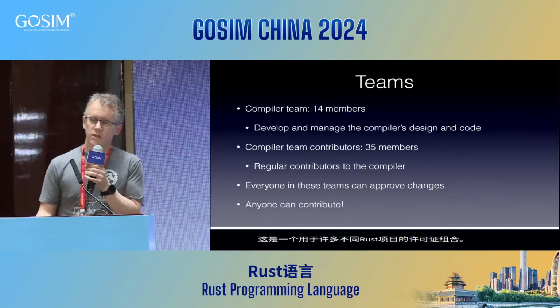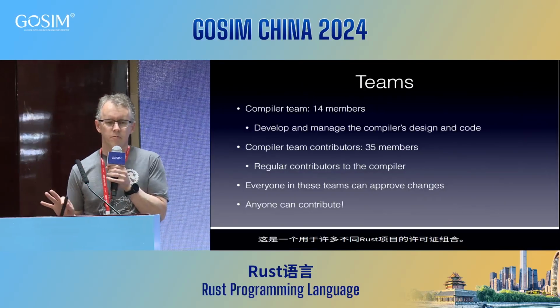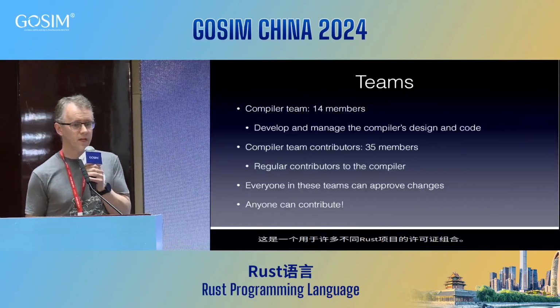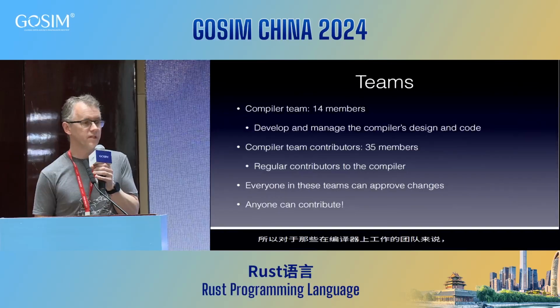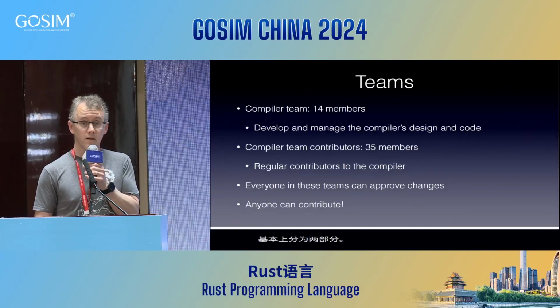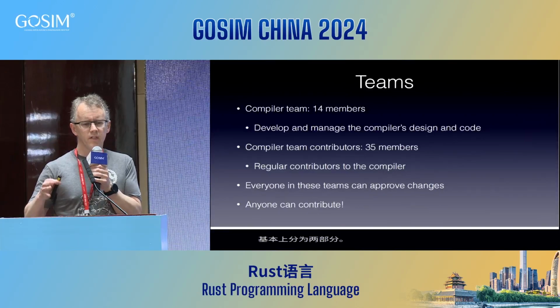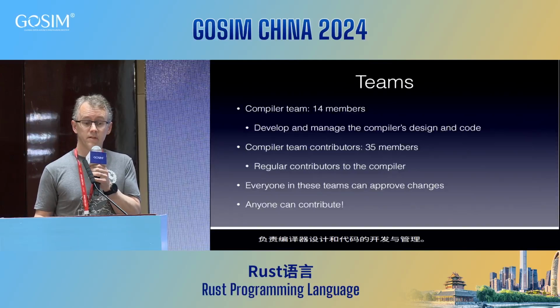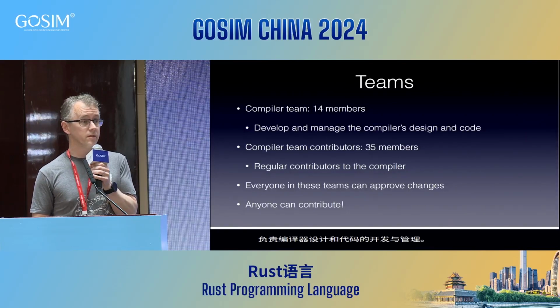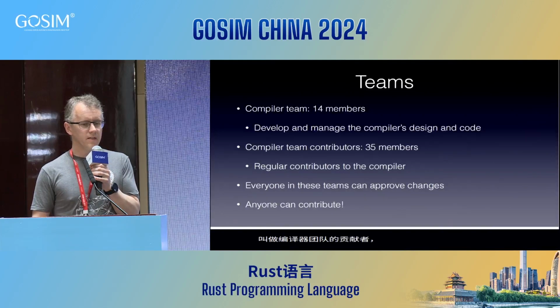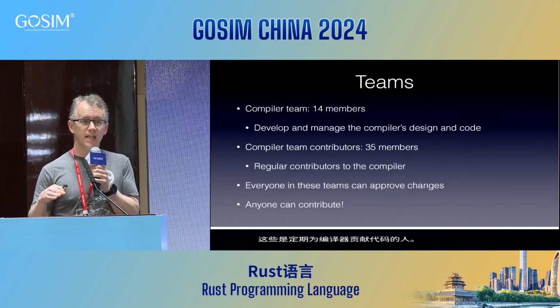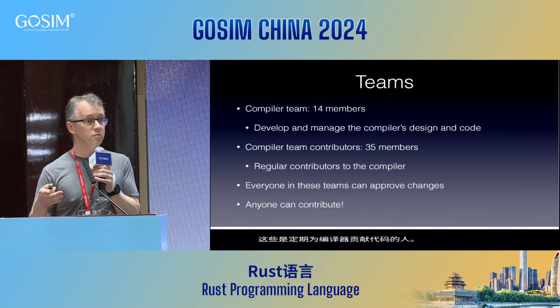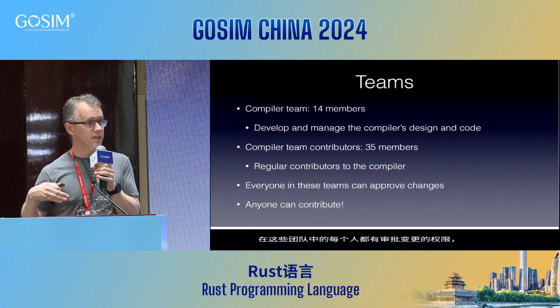For the teams that work on the compiler, it's basically in 2 pieces. There's the compiler team, which has 14 members, and they're responsible for developing and managing the compiler's design and code. And then there's a secondary team called the compiler team contributors, and that's another 35 members. These are people who are regular contributors to the compiler. Combined, that's almost 50 people, and everyone in these teams is able to approve changes, so they have review permissions. But you don't have to be a member of one of these teams to contribute to the compiler. Anybody can contribute.